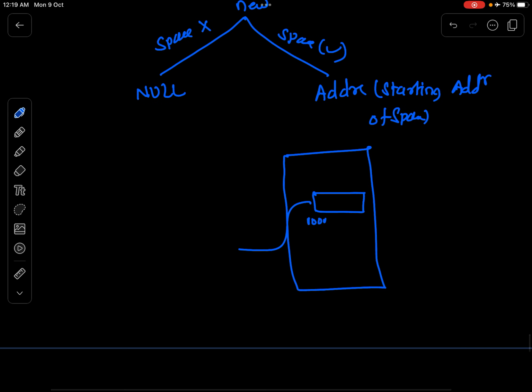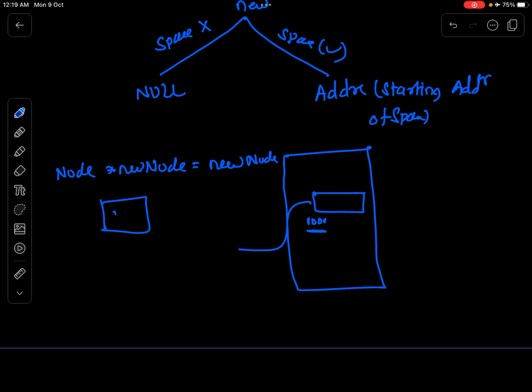Say for example, I have created a node, new node. Now I got the address 1000, so this address will be stored in a variable called new node, so it will be storing the 1000. Now this 1000 is the address of the next node. I hope you got what new basically returns. If new is returning null, it means the space is not allocated. If new is not returning null, it means it is returning the address of that allocated space. I hope you got me.